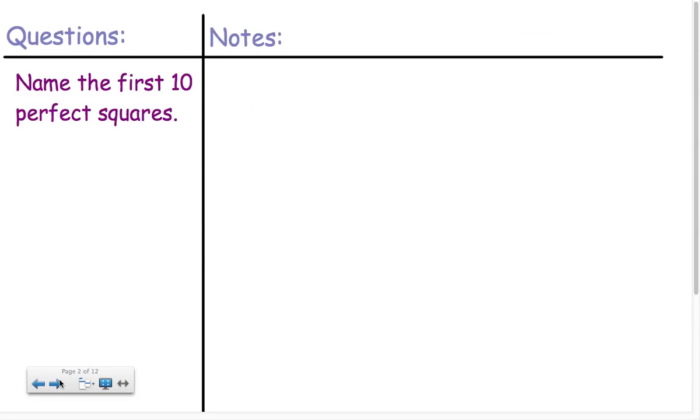Alright, as review, I would like you to name the first 10 perfect squares. I'm not going to write them out because at this point you should be able to do it on your own, but I'll get you started. 1 squared is 1, 2 squared is 4, 3 squared is 9, go all the way up to 10. You'll want to use that list for the lesson today.